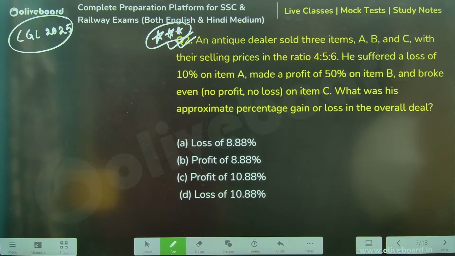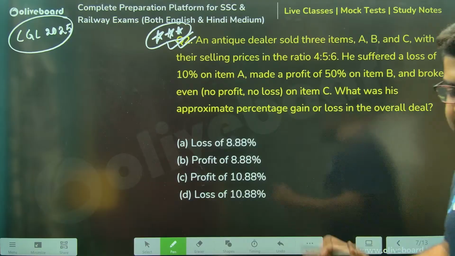Antique dealers sold 3 items, A, B, and C, with their selling prices in the ratio 4, 5, 6. They suffered a loss of 10% on the first one, made a profit of 50% on the second, and broke even on item C. What is the approximate percentage gain or loss overall on the deal? Sir, again, you need to find CPs. Again, sir, everywhere I need to find CP.